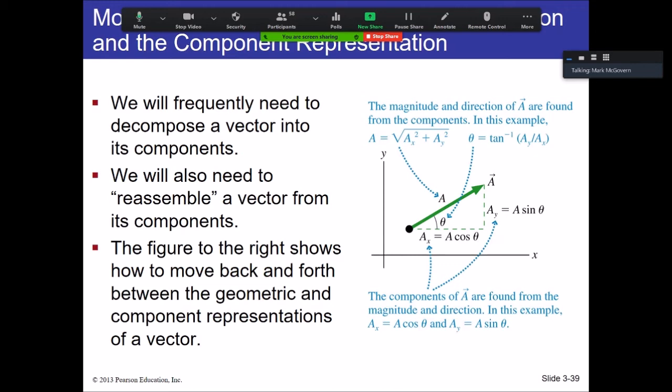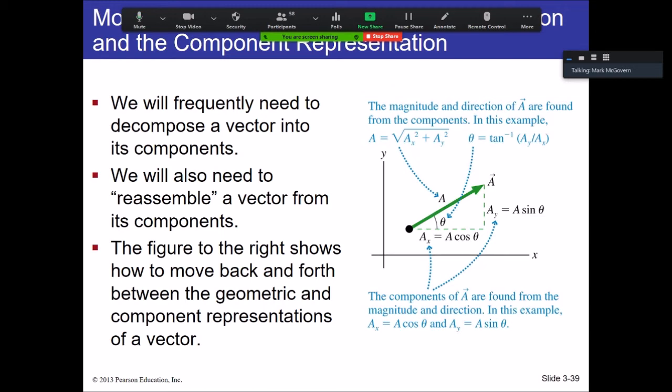You'll be told there's a car traveling 30 meters per second, 45 degrees northeast. That's a description. That's the magnitude direction format. You need to put that generally into components in order to do mathematical things to that. So we need to learn how to go back and forth between the systems.